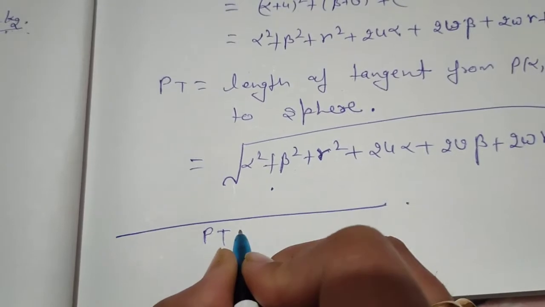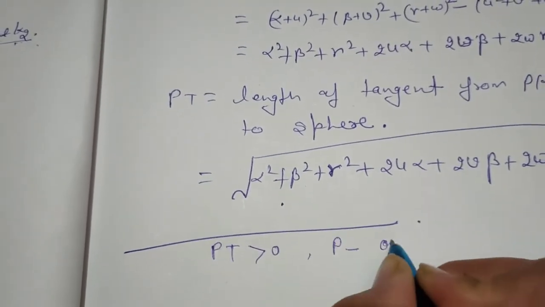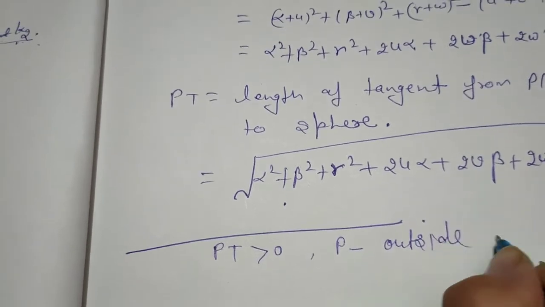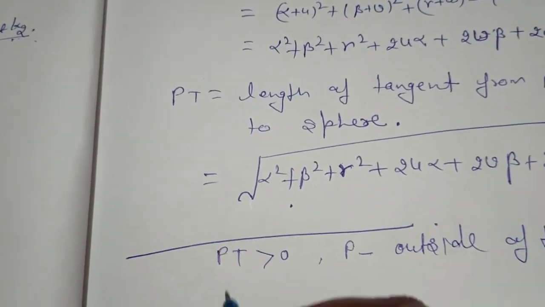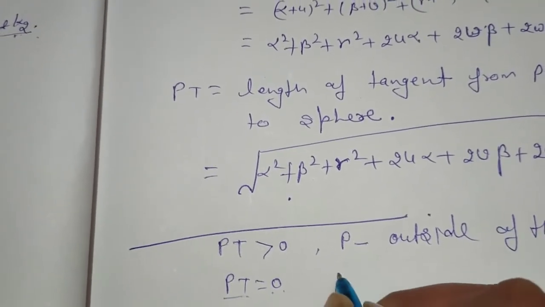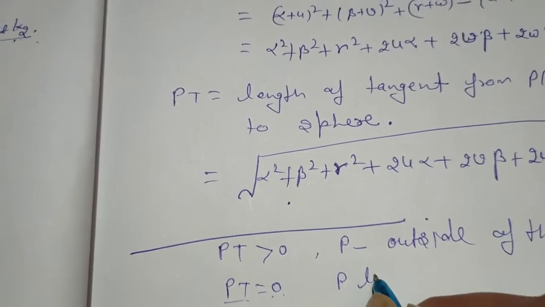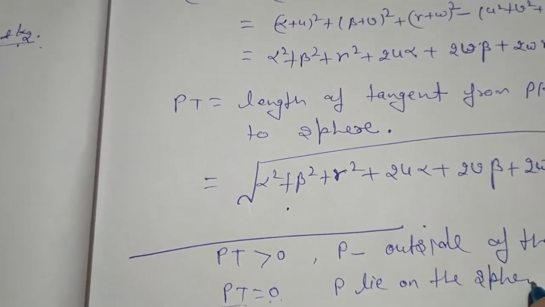Here, if the length PT is greater than 0, then point P is outside of the sphere. And if PT is equal to 0, this length is equal to 0, then point P lies on the sphere, on the boundary of the sphere.